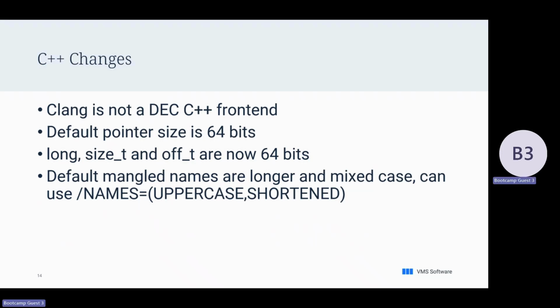By default, mangled names can be longer than 31 bytes. I think it's 31 characters. Yeah, 31 characters. And they can be mixed case. If you need to link your C++ code against other compilers that use shortened capitals-only names, then you can use /names=uppercase,shortened. Of course, if you're porting, you would never have names that long because you couldn't have them on the previous architecture.